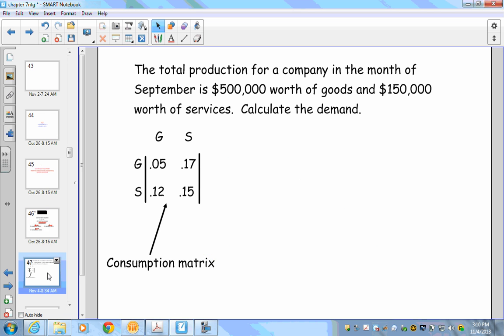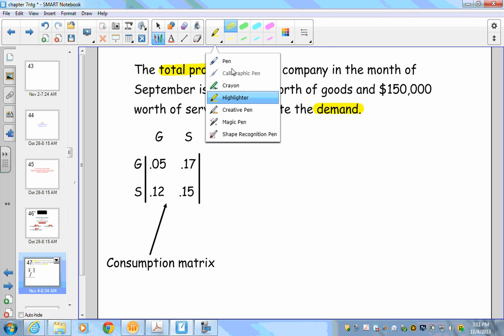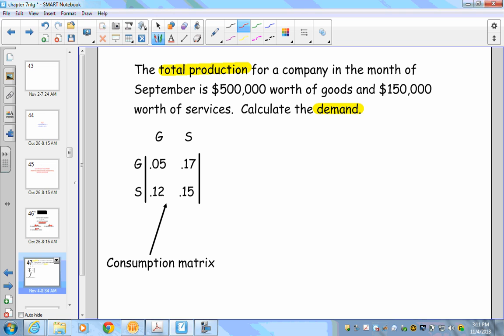Okay. The total production of a company in the month of September is 500,000 worth of goods and 150,000 worth of services. Calculate the demand. Using our powers of observation, we know that we're talking about total production and we're going to find the demand, which means we're going to be dealing with the formula that we just dealt with: P minus CP equals D.